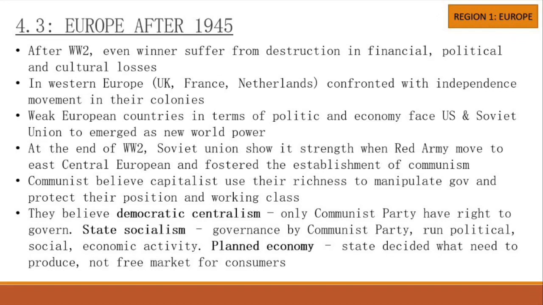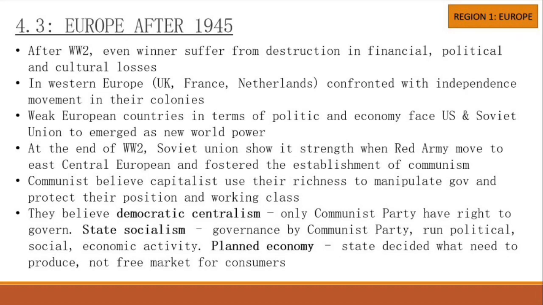The communist ideologies believed that the capitalists used their riches to manipulate government and protect their position over the working class. There were three things that were argued by the communists. Firstly, they asked for democratic centralism. They believed that only the Communist Party had the right to govern. They also believed that they were the only true representatives of the people, and that they would keep the capitalists and others from taking advantage of the people.